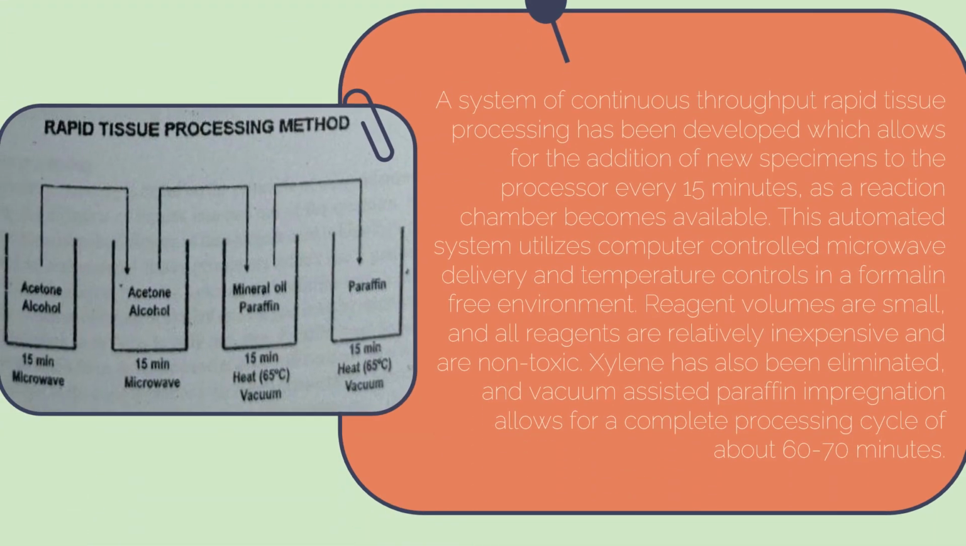So we also have a rapid tissue processing method, unlike the closed system that runs in batch mode. A system of continuous throughput rapid tissue processing has been developed. So it allows for the addition of new specimens to the processor every 15 minutes as a reaction chamber becomes available. So this automated system utilizes computer-controlled microwave delivery and temperature controls in a formalin-free environment. Take note, reagent volumes are small and all reagents are relatively inexpensive and are not toxic. Silane has also been eliminated, take note of that, and vacuum-assisted paraffin impregnation allows for a complete processing cycle of only about 60 to 70 minutes.